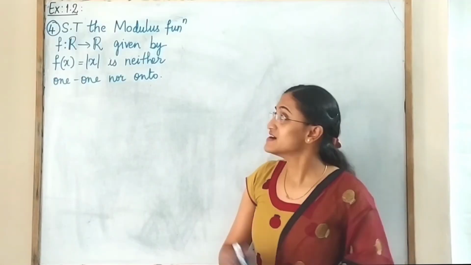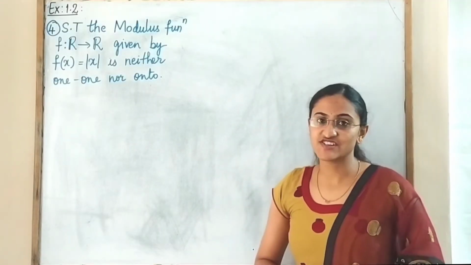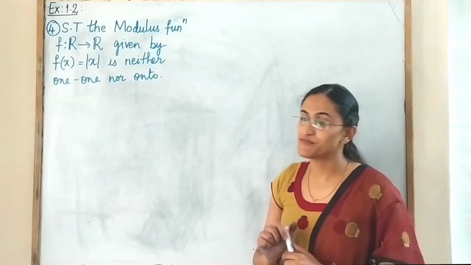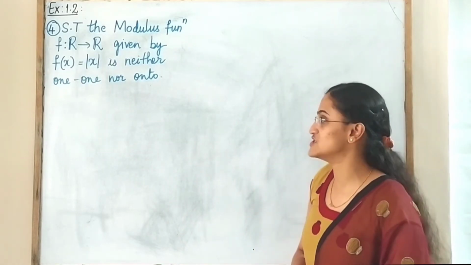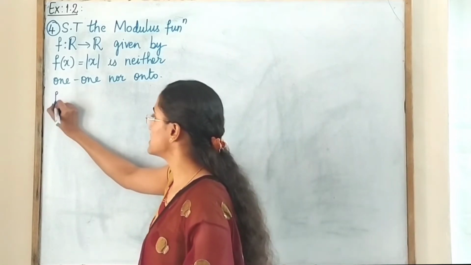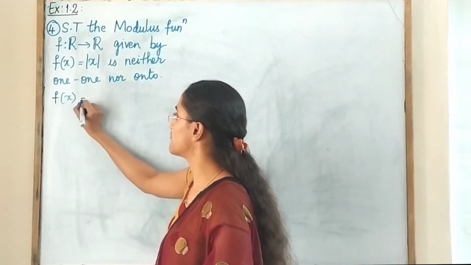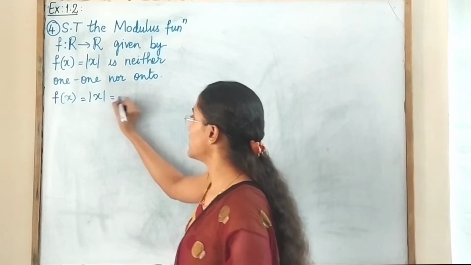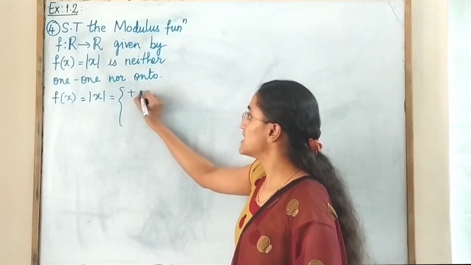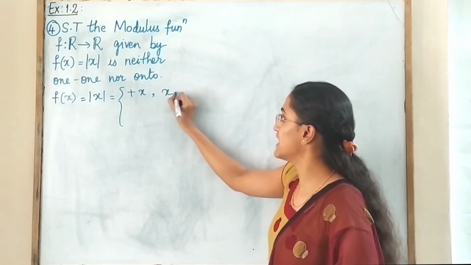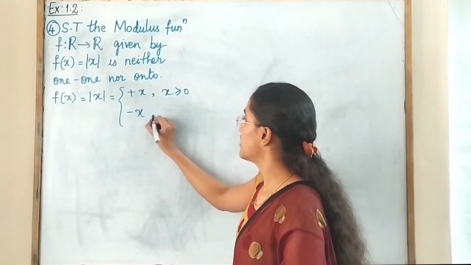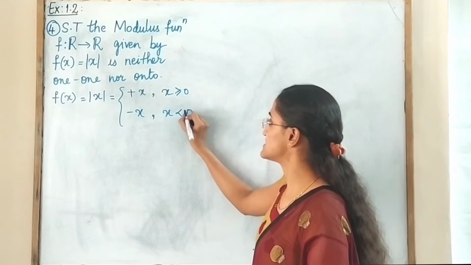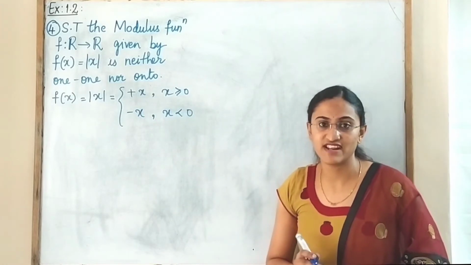Check the next problem. Show that the modulus function f from R to R given by f of x is equal to mod x is neither one-one nor onto. Now recall the definition of the modulus function, that is f of x is equal to mod x is given as plus x for every x greater than or equal to 0 and minus x for every x less than 0. This is the formal definition.